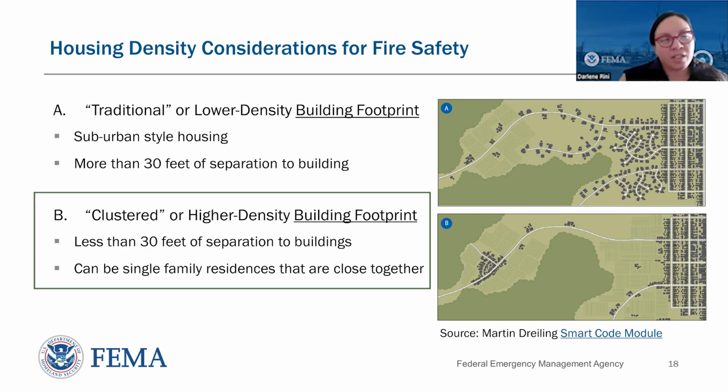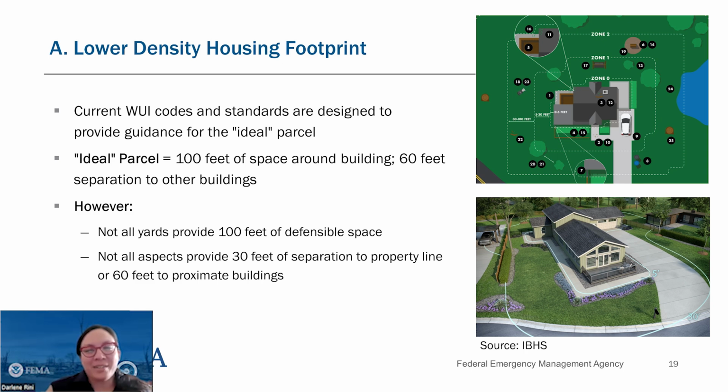And then we have its other condition, which may be more common as you get into more urban development, where you have clustered or higher density building footprints. And in these conditions, you may have less than 30 feet of separation around each individual building. Okay, so lower density housing footprint. This is sort of what we call traditional housing design, where you have sufficient side yards around each individual building.